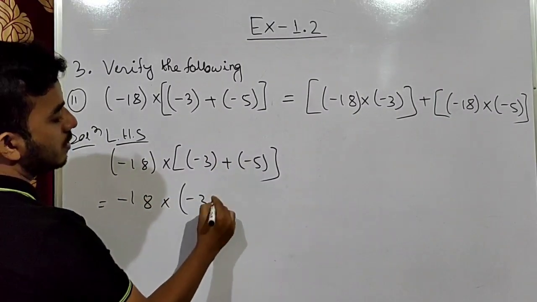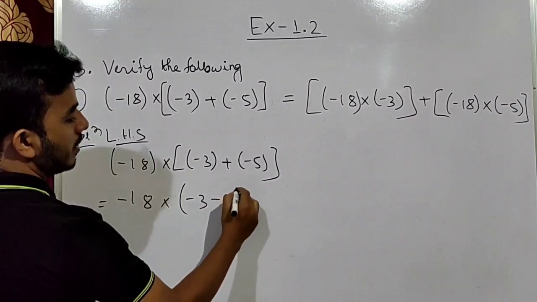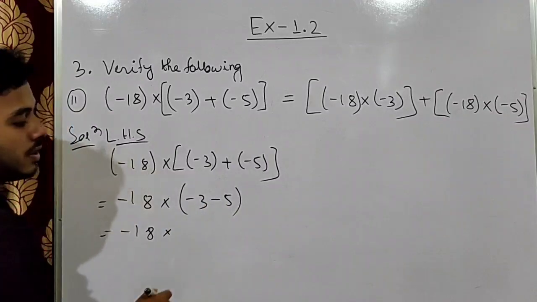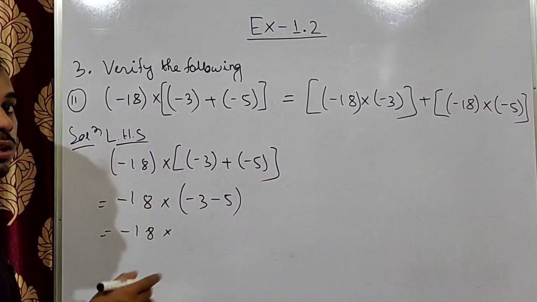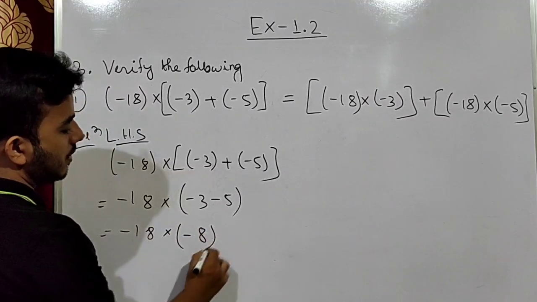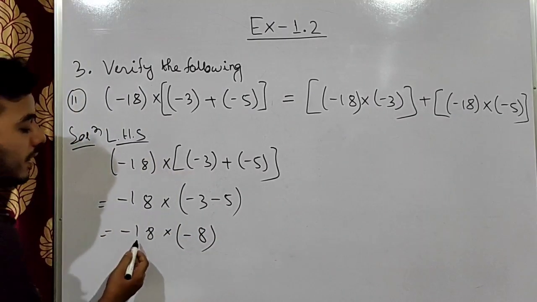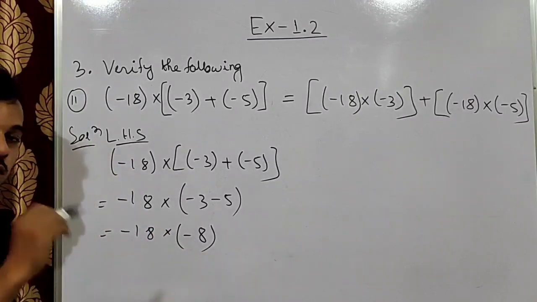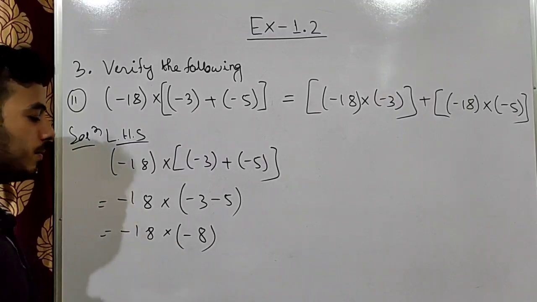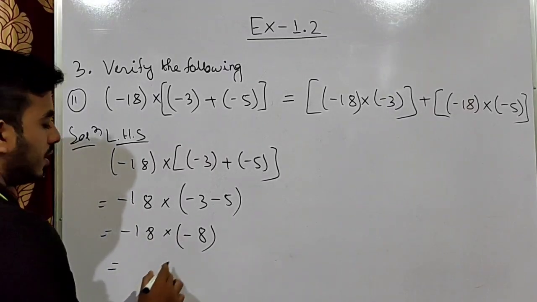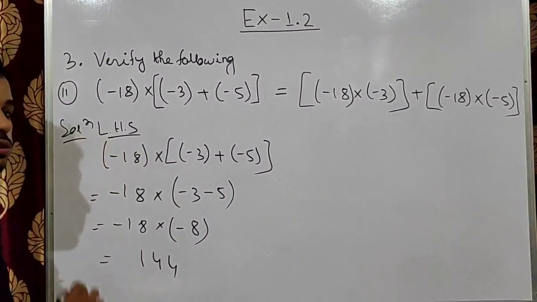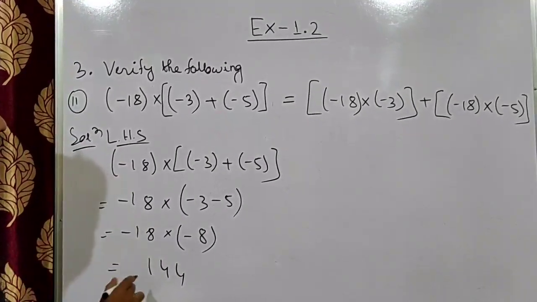Now look, minus 3 plus minus 5, plus minus is minus, so it will be minus 8. So minus 18 into minus 8. Now as per rule 1, if both are positive or both are negative, the result will be positive. Okay, so 18 into 8 is what? 144. So sign will be positive. So our LHS is 144.